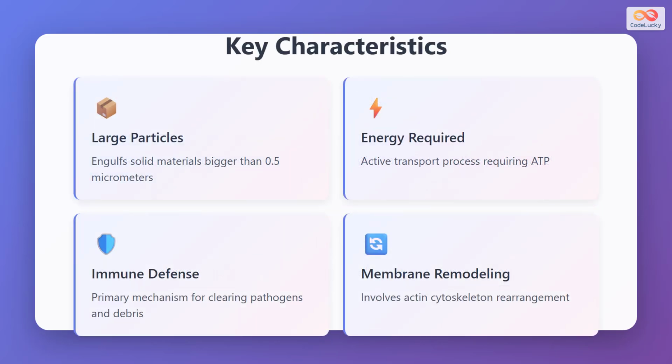Phagocytosis has 4 key characteristics that make it unique. First, it targets large particles, specifically those bigger than 0.5 micrometers in diameter. Second, it requires energy in the form of ATP, making it an active transport process. Third, it plays a crucial role in immune defense, serving as the primary mechanism for clearing pathogens and cellular debris. Fourth, the process involves extensive membrane remodeling through actin cytoskeleton rearrangement, which allows the cell to change shape and engulf particles.